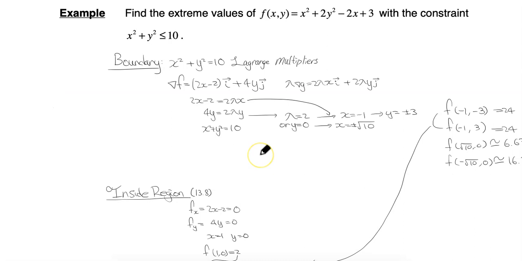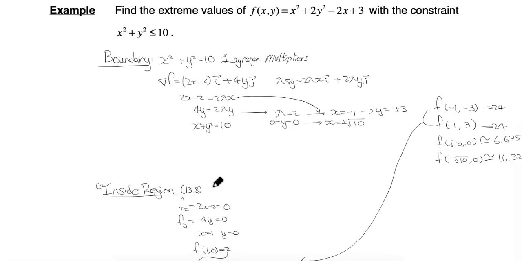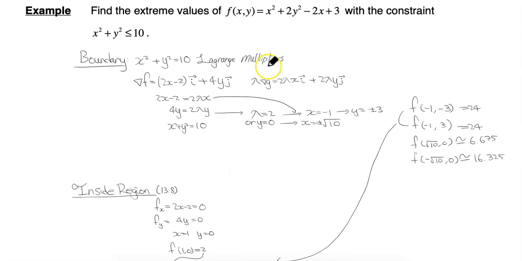So as I said, Lagrange multipliers is used for the boundary. The inside region we saw in a previous section, 13.8, and that's just going to be the system we will learn. So for the boundary, we have our function to optimize here, and we have a constraint, which is the boundary itself. So the circle, not the inside region. x squared plus y squared equals 10. That's the boundary. The process is very smooth in this question because we're working with polynomial functions.